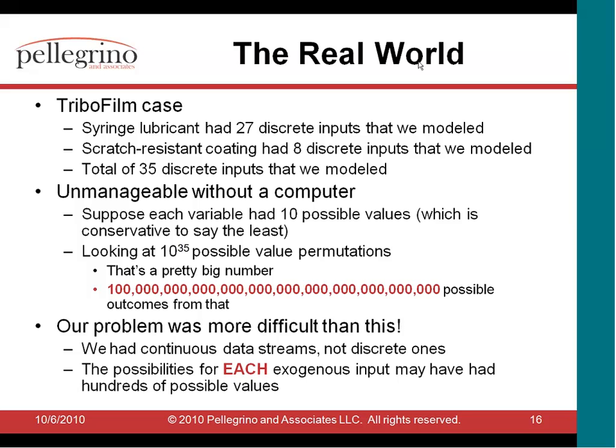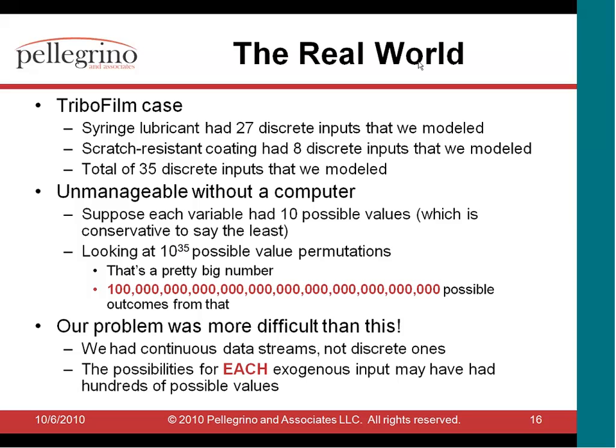So if we had only 10 possible values for a given input, let's say it's price, it could be $1, it could be $1.25, $1.35, and so forth. If you had only 10 of those for 35 inputs, you're looking at a pretty big number. I don't even know what they call that number, but it's got a lot of commas on it. So I think it's beyond a googol or a googolplex kind of number.